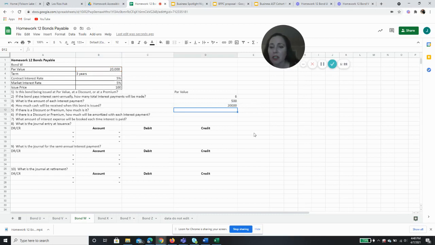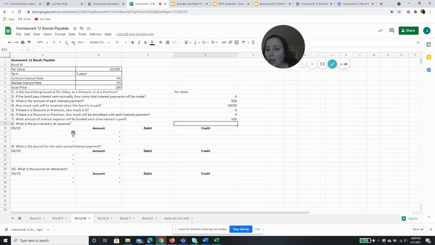There's no discount or premium because we're issuing at par value. So if there's a discount or premium, how much is it? 0, because there is none. I don't even need to calculate anything. So then the amount of interest expense: when we're not amortizing a discount or premium, when we issue a bond at par value, interest expense is going to be the same as the interest payment. And in this case, it's $500 every 6 months.